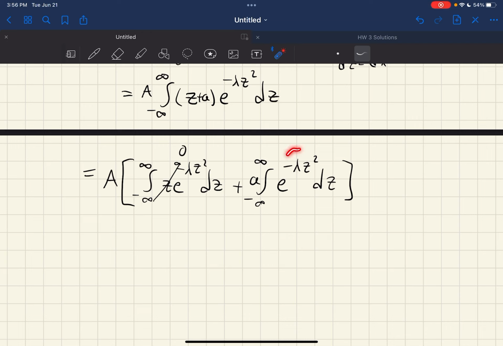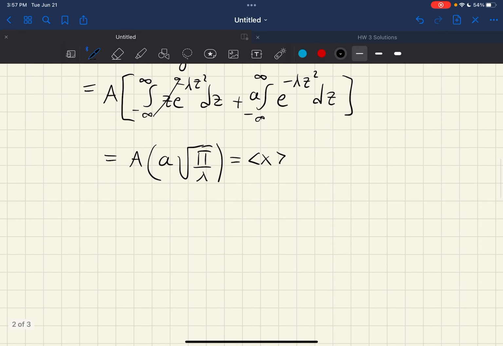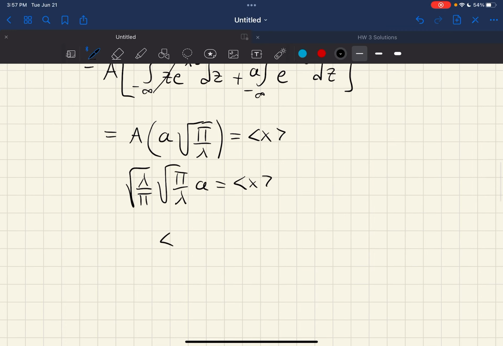And then this term, we've actually done this integral quite a few times. This integral is equal to root pi over lambda. So all we get here is that a times root pi over lambda is equal to the expectation value of x. So a, again, is root lambda over pi, times root pi over lambda, times a, equals the expectation value of x. And so we find that the expectation value of x is equal to a. That's the first part of part B.